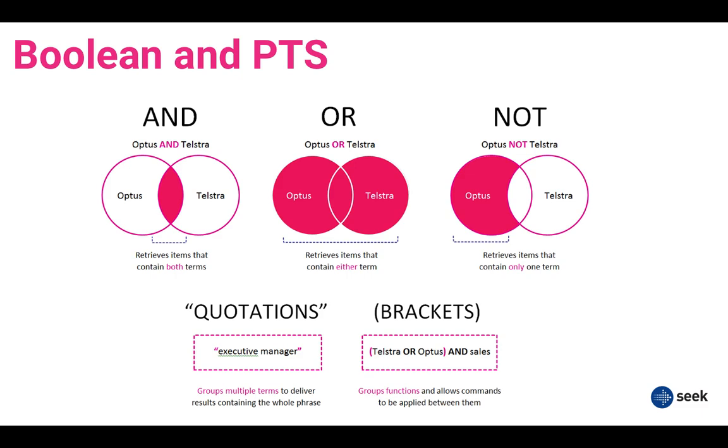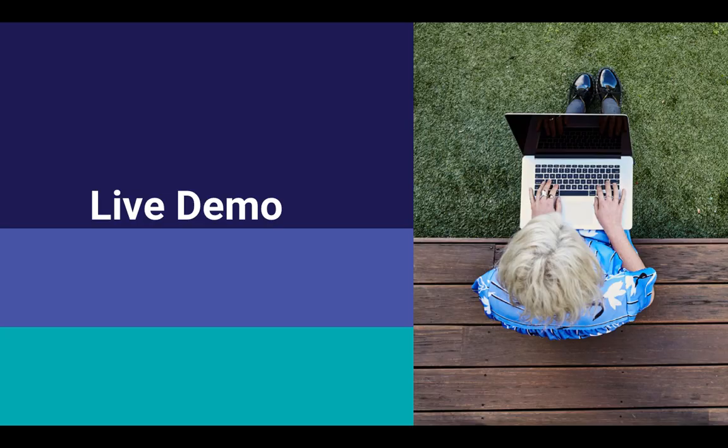Now moving to the bottom, we've got quotations. So in this case here, we've got executive manager in quotes. If we did not have them in quotation marks, we would be surfacing account executive, sports managers, beauty therapist managers. Basically, we'll be looking for those two words individually, so your results won't be as relevant. By popping them into quotation marks, I should say quotations, we'll be looking for that exact term, so executive manager within a CV together. And then finally, we've got brackets. So brackets will group functions together and allow commands to be applied between them. And I'll show you more on that in the live demo, which is right about now.